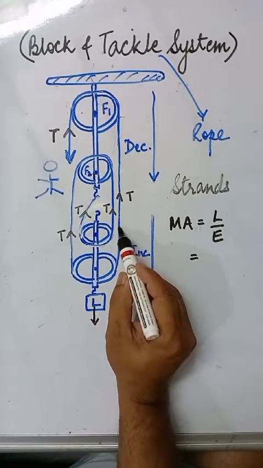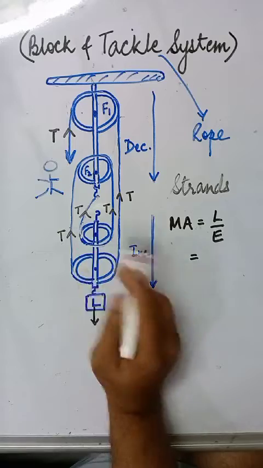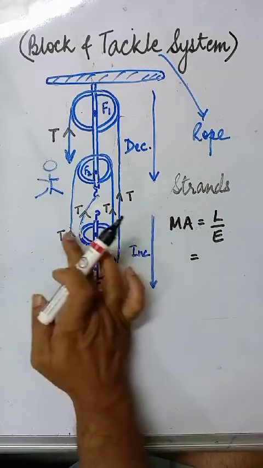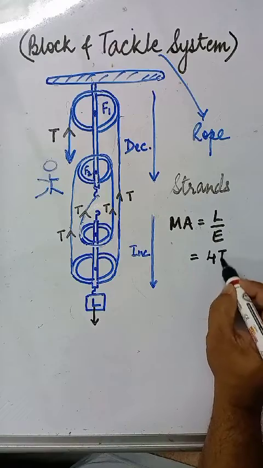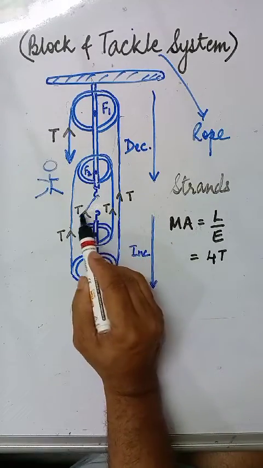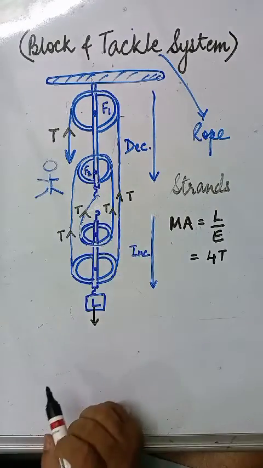So you can see 1, 2, 3, and 4. These four different strands of tackle are actually supporting the load. So I will write these as 4T. Why? Because T plus T plus T plus T gives you 4T at the top.